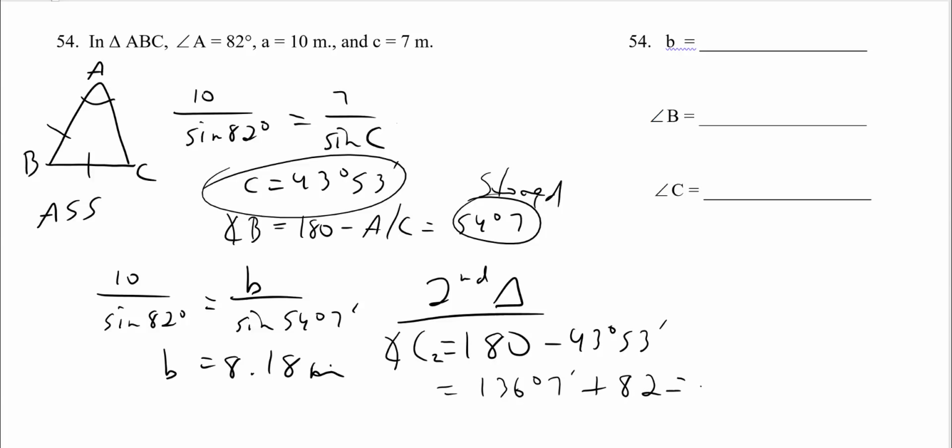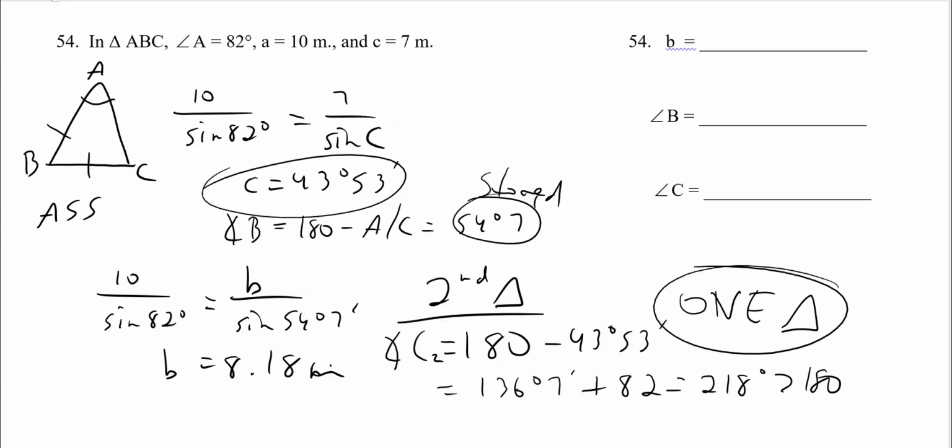And I can see right away that's like huge. It's 218 plus degrees. Okay, so that's bigger than 180. So it's only one triangle. One triangle. Okay? Okay, that's cool.